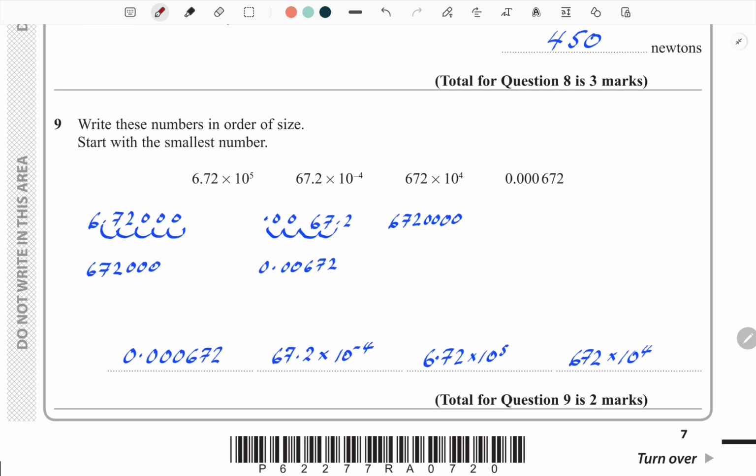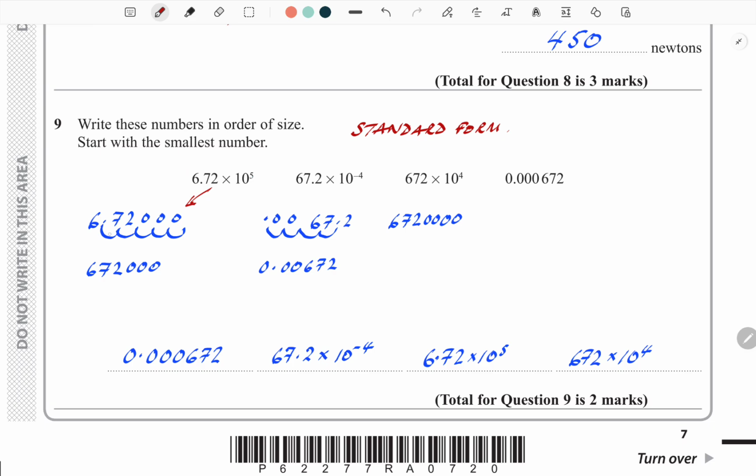Write these numbers in order of size. It says start with the smallest, so going from the smallest to the largest, in standard form. These numbers are not strictly in standard form because they've used different types for each number. So starting with the first one, we've got 6.72 times 10 to the 5. Now that is proper standard form.